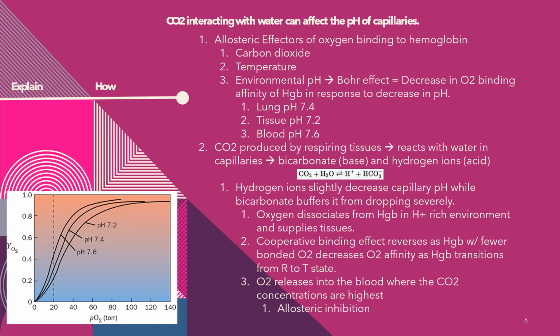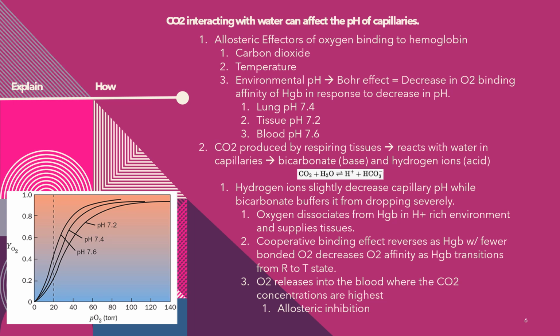And lastly, we have CO2 interacting with water. How can it affect the pH of capillaries? This is known as an allosteric effector, meaning it's an outside effector of how oxygen is binding to hemoglobin. Carbon dioxide is one of those. Temperature is another. Environmental pH is the most relevant one here, and it's informed by what's known as the Bohr effect, which means a decrease in the O2 binding affinity of hemoglobin in response to a decrease in pH, so a more acidic environment.